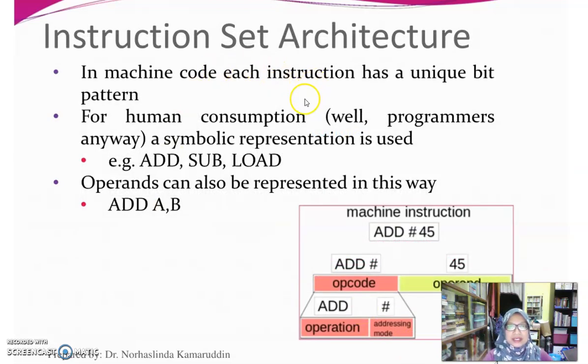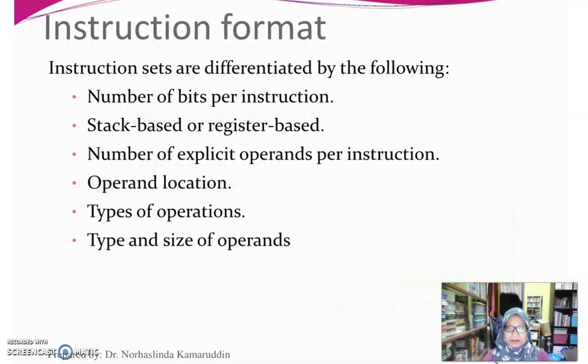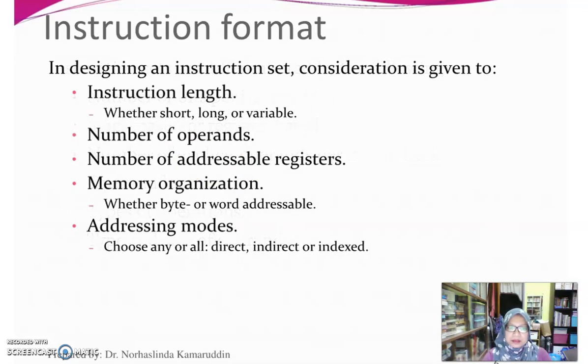In machine code, each instruction has a unique bit pattern. For example, we have add, sub, load, and operands can be represented as A or B. So this is what is shown. This is the opcode, and these are the operands. Instruction sets can be differentiated by the following: number of bits per instruction, stack based or register based, number of explicit operands per instruction, operand location, type of operation, and type and size of operand.